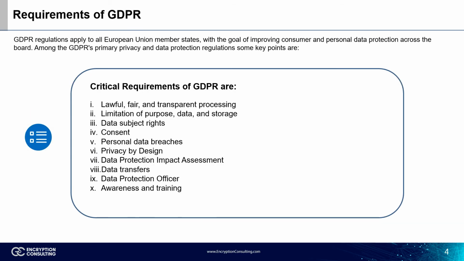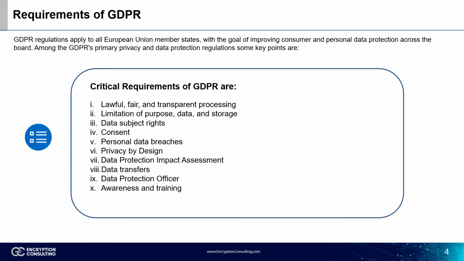The second part of our topic is the question, what are the requirements of GDPR? The requirements apply to each member state of the European Union, aiming to create more consistent protection of consumer and personal data across the European Union nations. Among the GDPR's primary privacy and data protection regulations, some key points are: number 1, lawful, fair and transparent processing. Processing refers to a variety of activities carried out on personal data, both manually and automatically. So it is important that the processing should be fair and equitable.